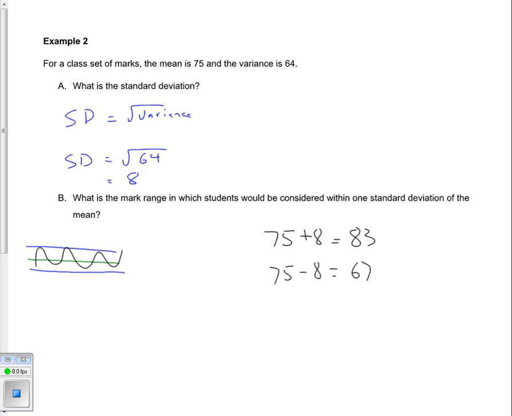So a mark somewhere between 67 and 83 is within one standard deviation of the mean. What I would expect is about 2/3 of the class to fall within that mark range. And that's one way that we can use standard deviation to determine how normal a mark range is relative to all of the other data points that we've got.